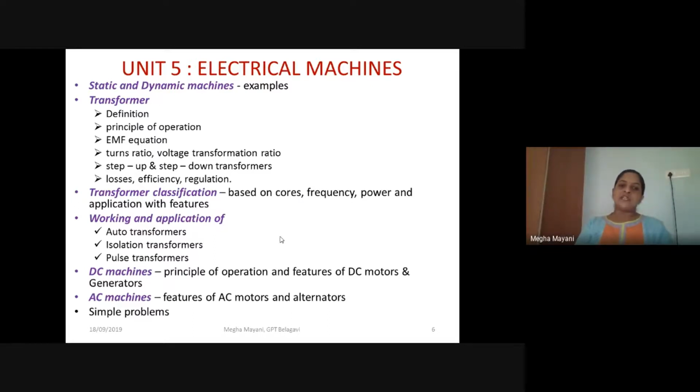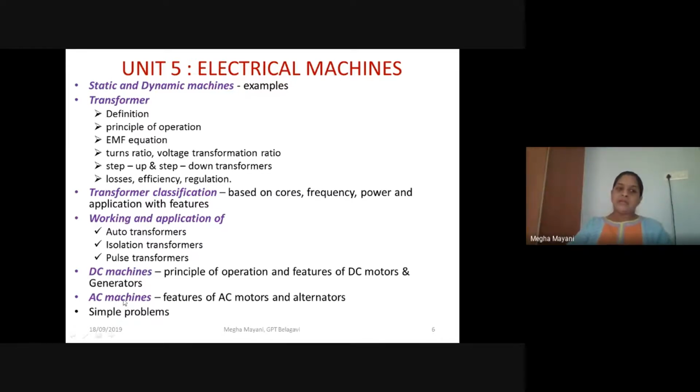So classification of transformer, you have a wide classification depending on the application, depending on the power, depending on frequency. You have different types of transformers. And then specific application oriented auto transformers, isolation transformers, and pulse transformers. Other than this, there is a detailed discussion about the transformer, which is a static machine.